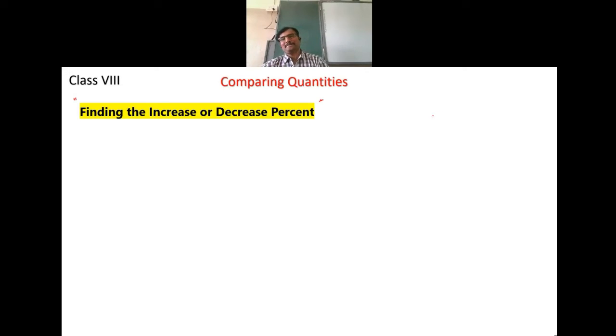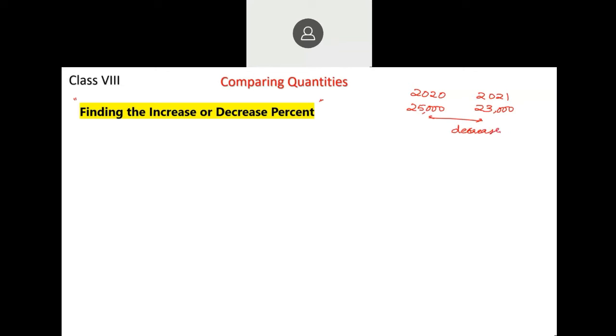You can see this. It's a mobile. The cost of this mobile in 2020 was 25,000. Since so many brands of mobiles have come up, in 2021 the cost has been reduced to 23,000. There is a decrease here, a decrease of 2000.